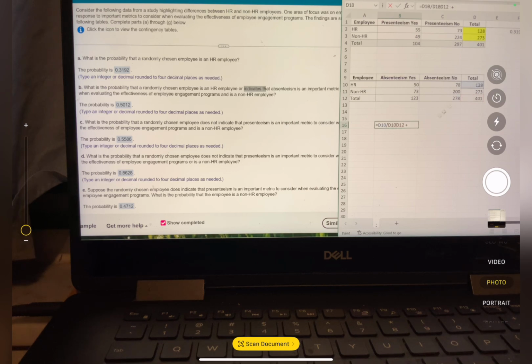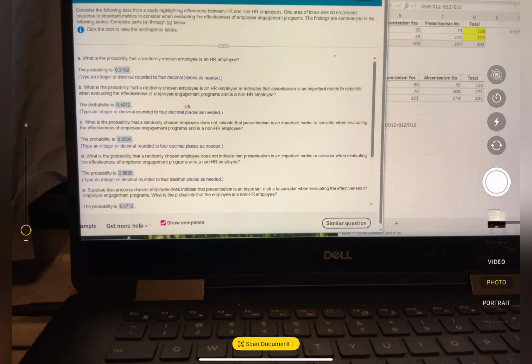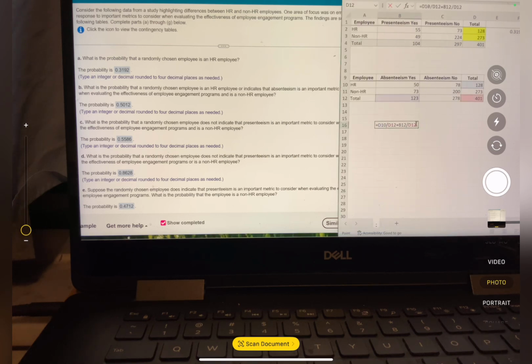No, hold on, let me do it over. So equal sign, total HR divided by 401, and then plus, it says or absentees, yes, with absentees 123 over 401, and it says and absentees and non-HR absentees, and is a non-HR, so it's going to be plus and non-HR plus 73.